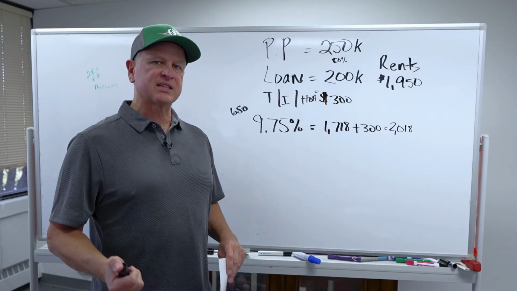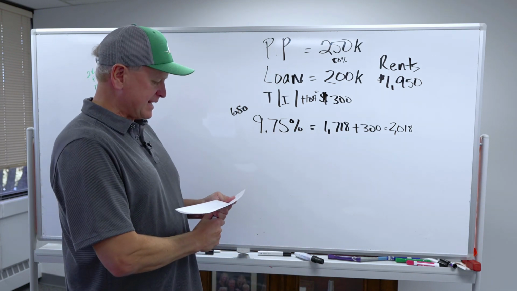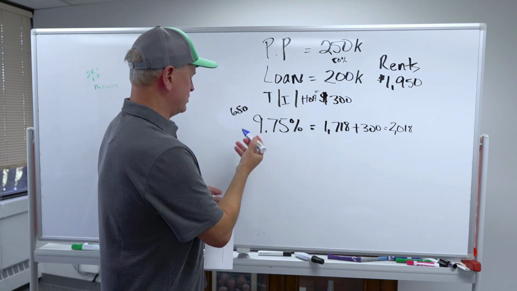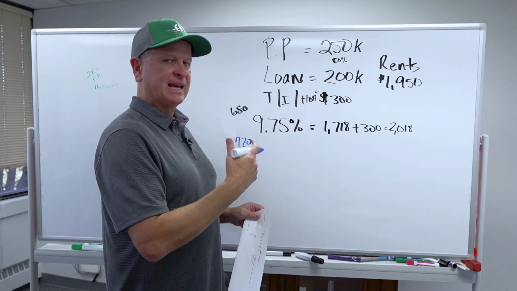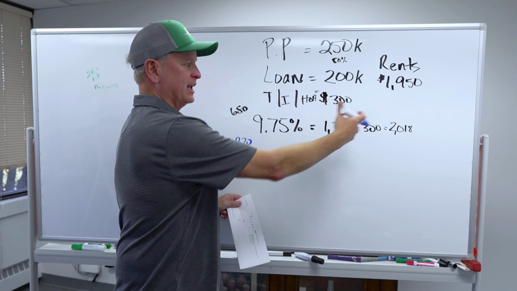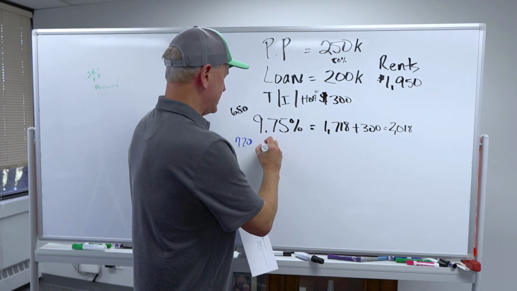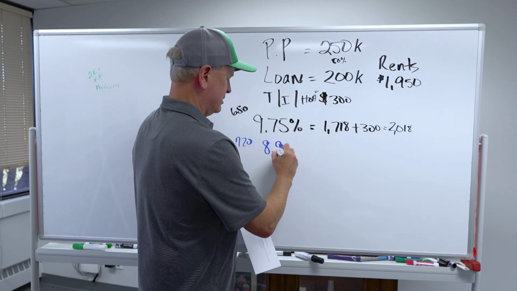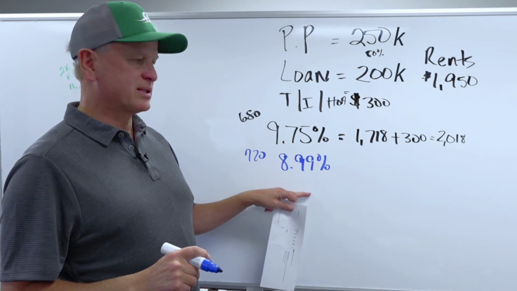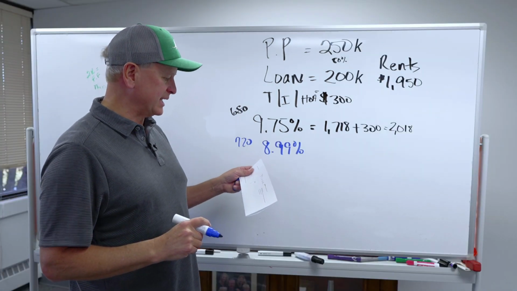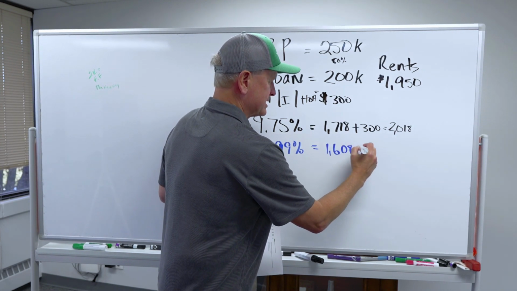So now let's look at the next break-even point. Change it up here a little bit, and we're going to say the next person that comes in has a 720 score. The scores matter in credit. When you're looking at credit, it impacts your rate, and it's going to impact your cash flow in each property. So in this case, a 720 is going to get you about 75, 76 basis points lower, 8.99, meaning your payment is now going to be, the principal and interest is only $1,608.